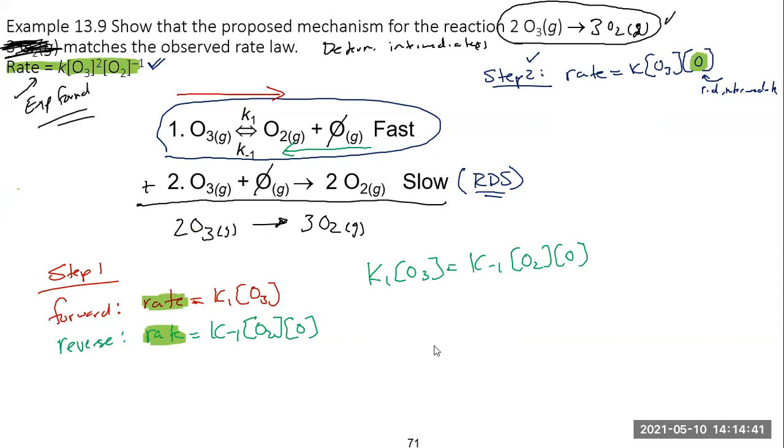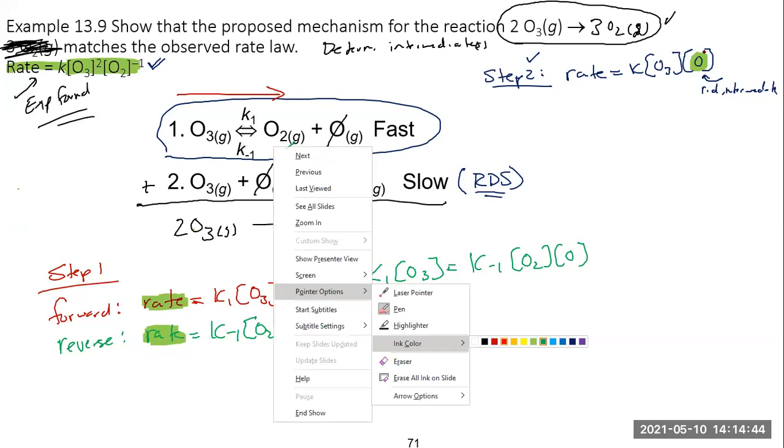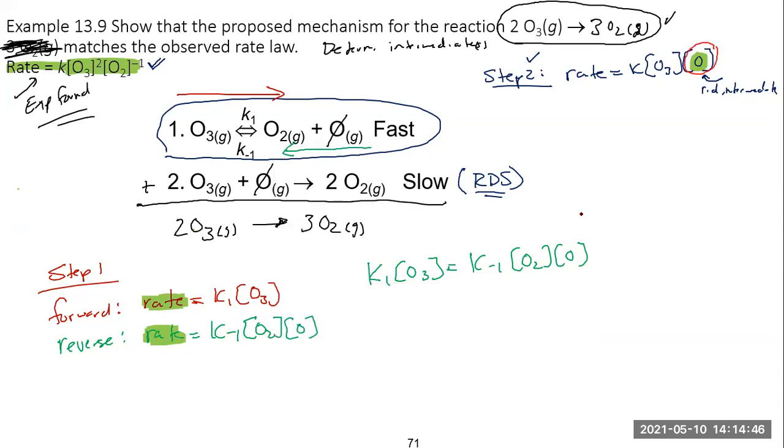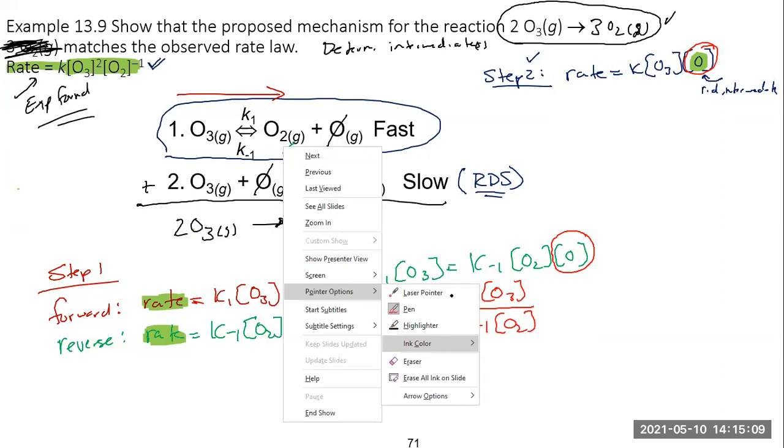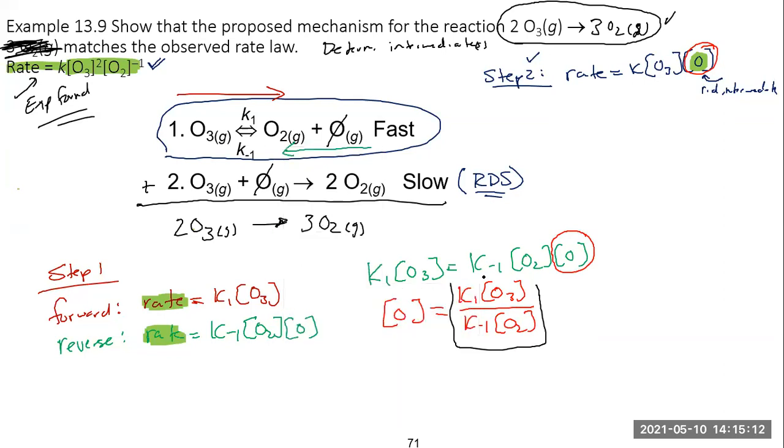Again, the purpose of doing this is to remind everybody we are looking for this guy, O, and we see him right here. So rearranging what we just did and solving for O, O would equal K1 [O3] divided by K to the minus 1 [O2]. And that is the guy that we can now use to substitute into the original rate law we had for our slow step and put it right into that spot.